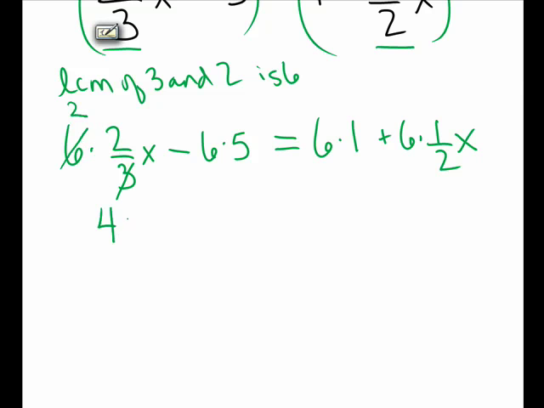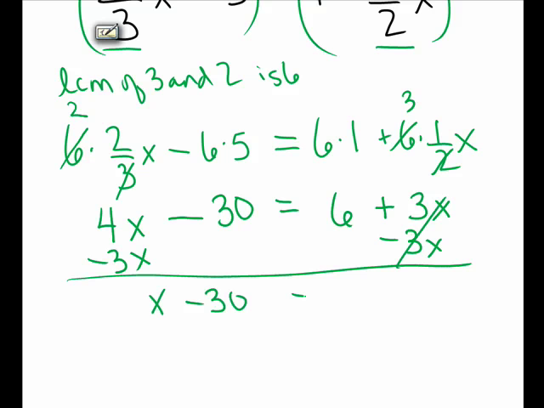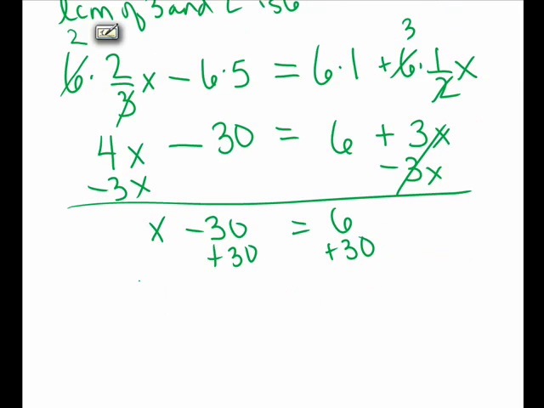So now I have 4x minus 30 equals 6 plus 3x. Notice I now have an equivalent equation, but it no longer has any fractions. So now I can proceed to solve the equation by gathering together all the x's. Subtract 3x on both sides, leaving x minus 30 on the left, 6 on the right, adding 30 to both sides, leaving x equals 36.